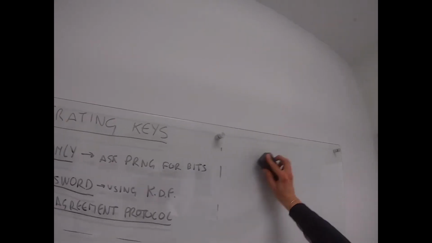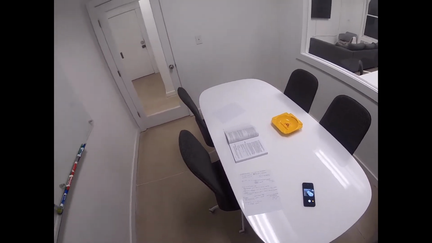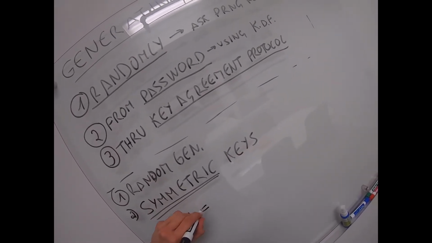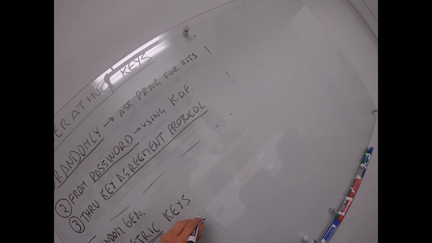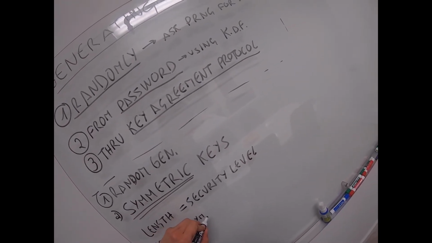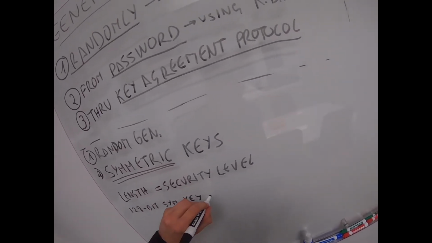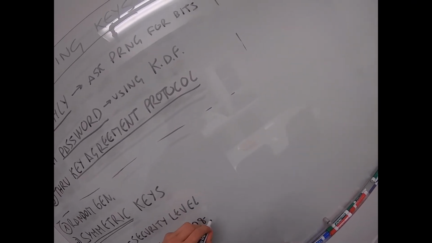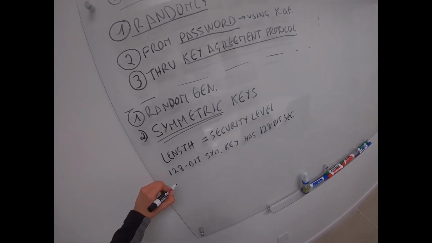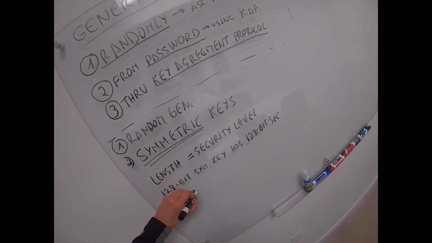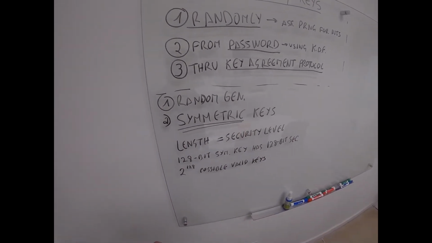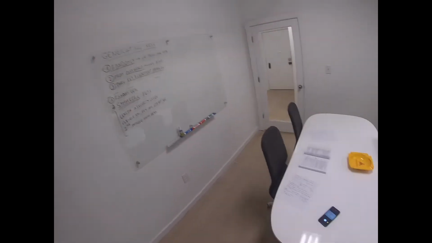When a symmetric key is generated, basically the length is equal to the security level. That means that a 128-bit symmetric key has a 128-bit security level. And that means that there are 2 to the 128 possible valid keys. So this is what it's all about.